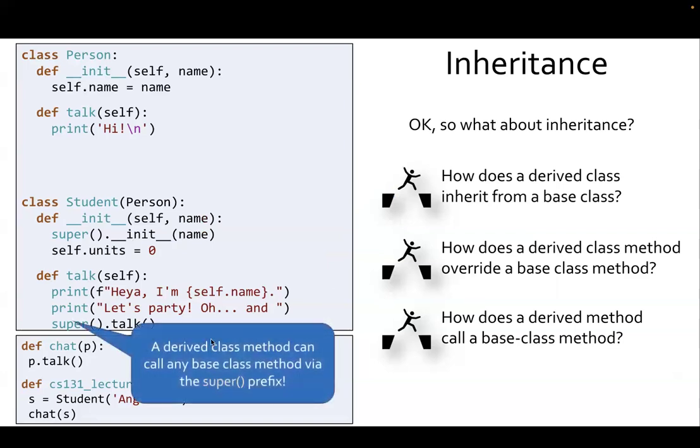And then a derived class method can call any base class method via the super prefix. And the super is over here, which is also in a lot of correct answers.